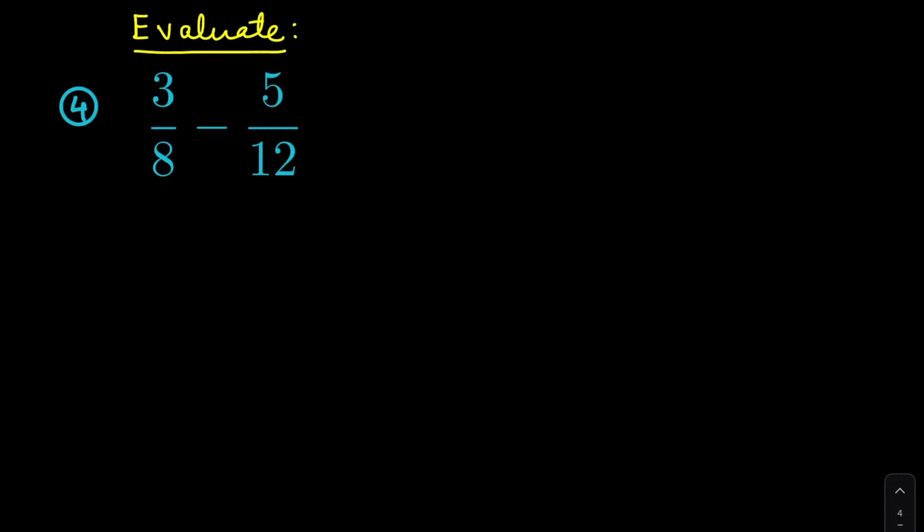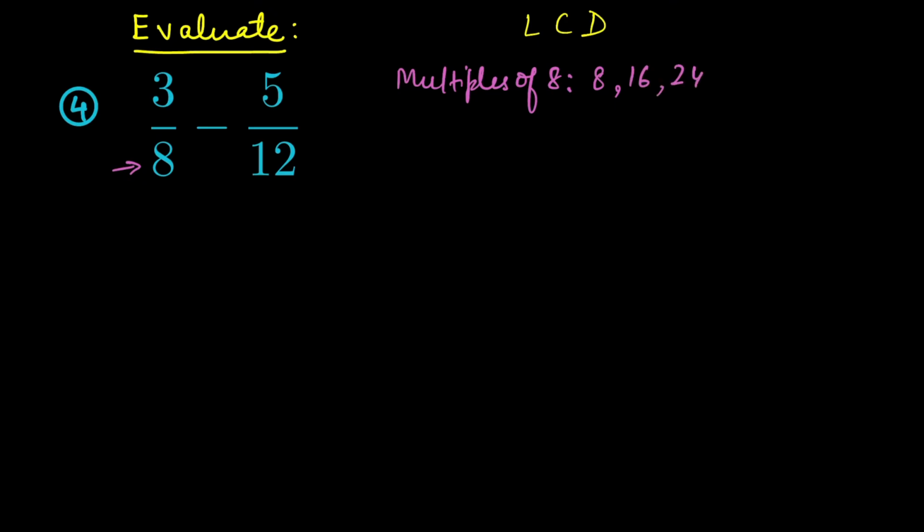Now taking the next example. Again we can see one denominator is 8 and the other is 12. So these are different denominators. For this, again, we will first start with the least common denominator. First we write multiples of 8, the first denominator. So 8 times 1, 8, 8 times 2, 16, 8 times 3, 24, 8 times 4, 32, and likewise. Then the next denominator is 12, so we write multiples of 12.